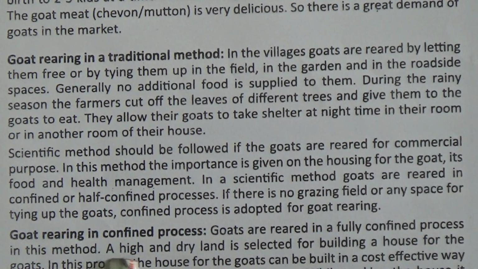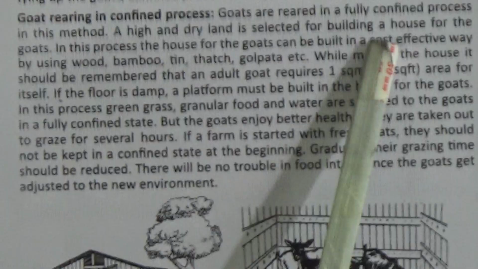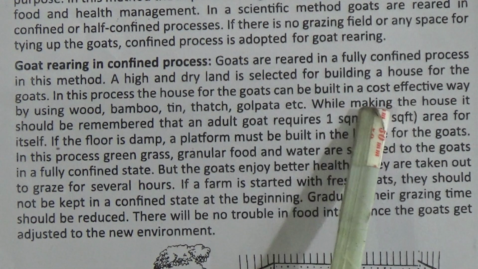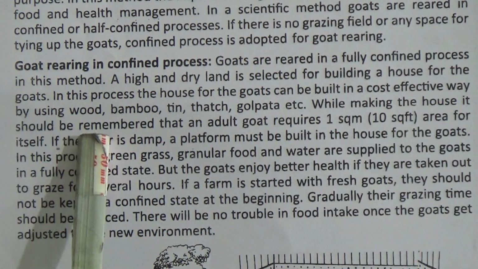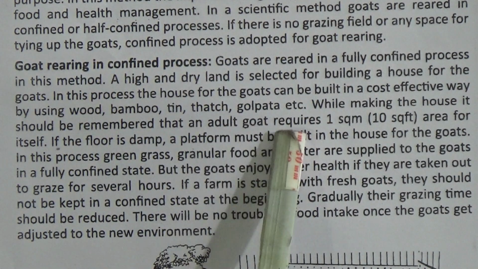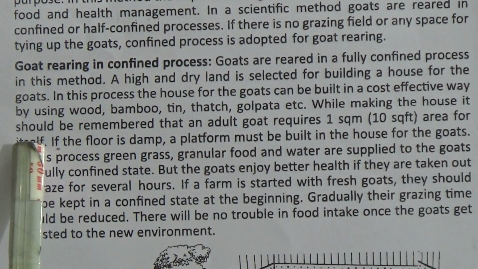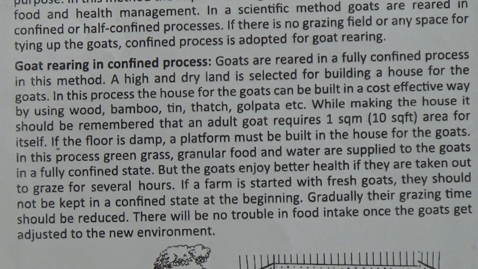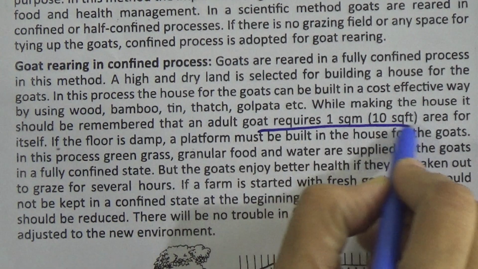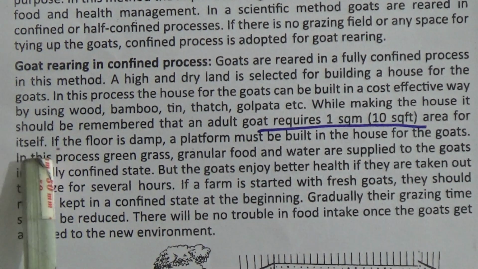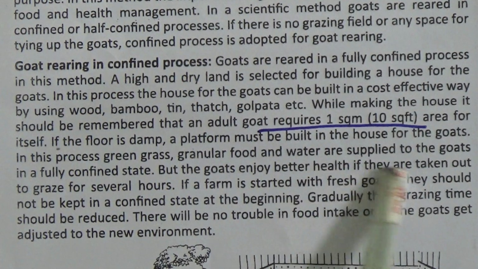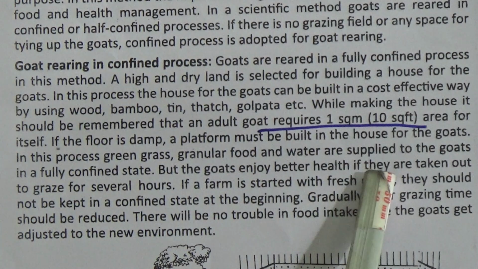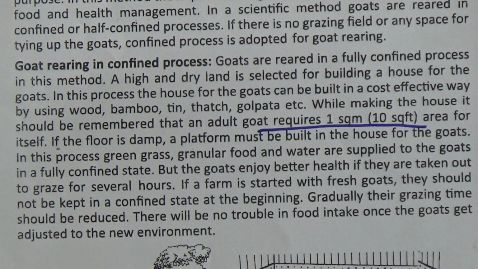In this method, a high and dry land is selected for building a house for the goats. In this process, the house for the goats can be built in a cost-effective way by using wood, bamboo, tin, thatch, golpata, etc. While making the house, it should be remembered that an adult goat requires 1 square meter, that means 10 square feet area for itself. If the floor is damp, a platform must be built in the house for the goats. In this process, green grass, granular food and water are supplied to the goats in a fully confined state.